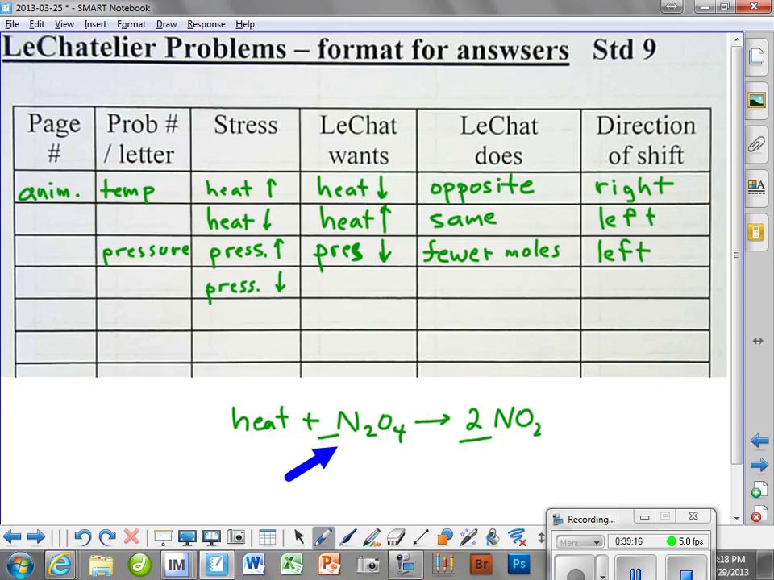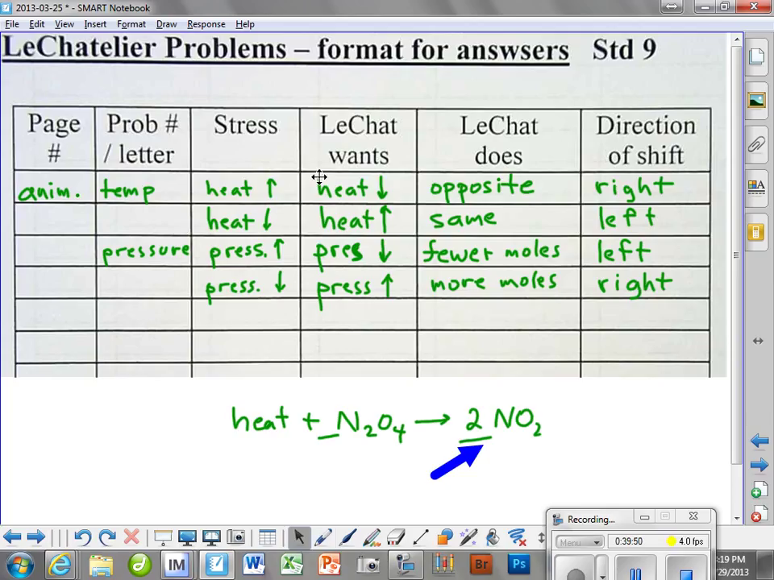Now, the next problem has the pressure going down, and let's take the pressure up. For the pressure to go up, it has to go to the side with more moles. And the side with more moles, of course, is over here, because 2 is larger than 1. And so that makes that a shift to the right.